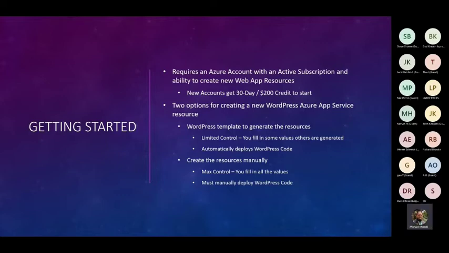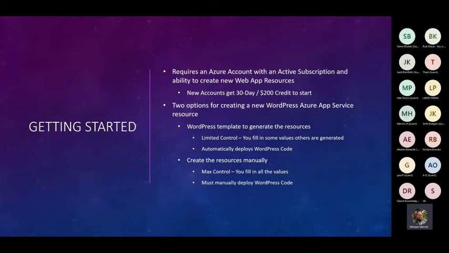But when talking about creating a WordPress website on Azure App Service, there are two main ways to go about doing that. The first of which is there is a WordPress template in the marketplace that will create all the resources necessary for you, as well as deploy the WordPress code to the app service for you. This gives you a great starting point if you're creating a new site from scratch and are not wanting to use an existing app service plan or something else that's already out there.